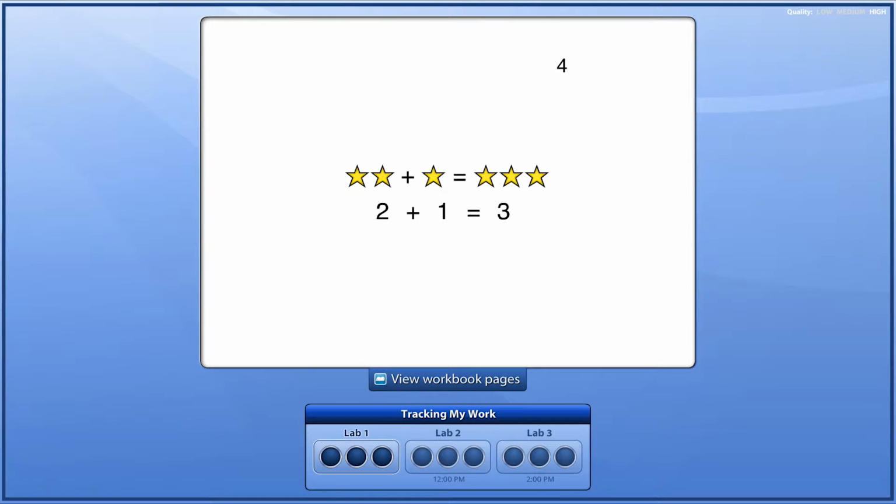Now look at the equation on your computer screen and in square number 4 in your workbook. 2 stars plus 1 star equals how many stars? 2 plus 1 is going to equal 3. We use numbers simply because we don't want to have to draw the stars or the cars or the boys or whatever we're talking about. It's just easier to use symbols that stand for that many things. So we write it with numbers. 2 plus 1 equals how many? 3. Addition is simply regrouping together the amounts that the numbers stand for.